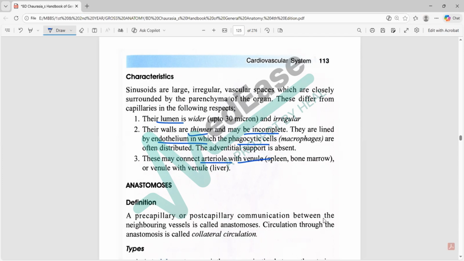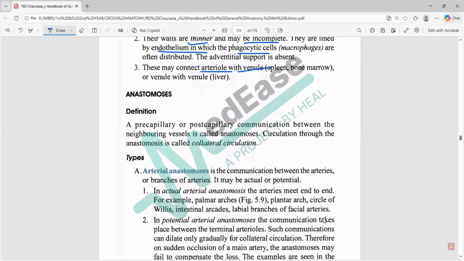Now, when we talk about anastomosis, what does anastomosis mean? The anastomosis can be precapillary or postcapillary. It means communication between the vessels is defined as anastomosis. It literally means collateral circulation. What does its importance lie in? If one of the vessels is blocked, the other vessels can compensate for it.